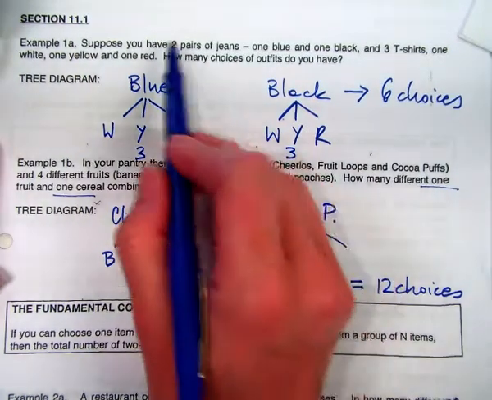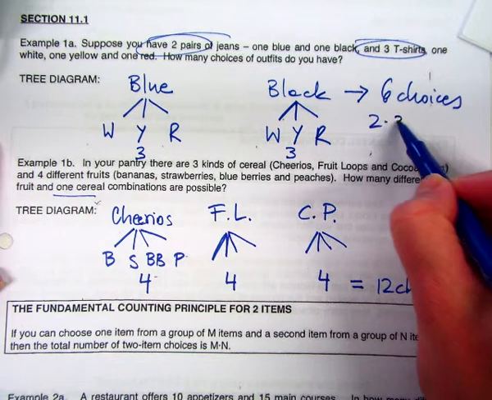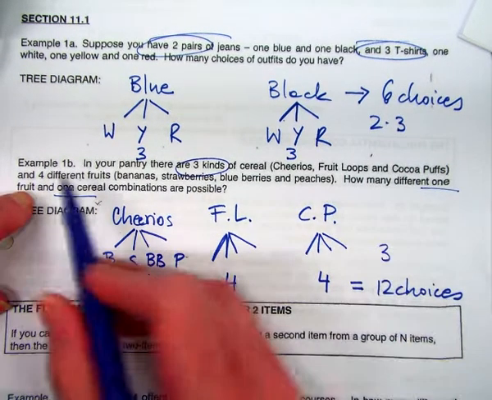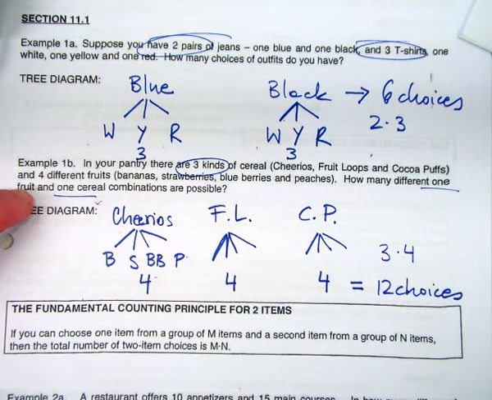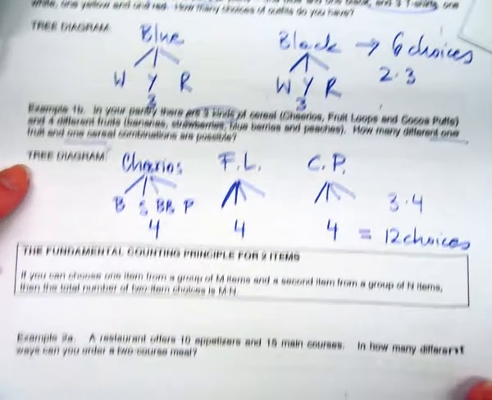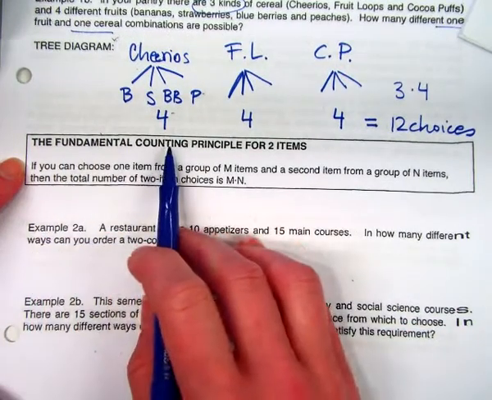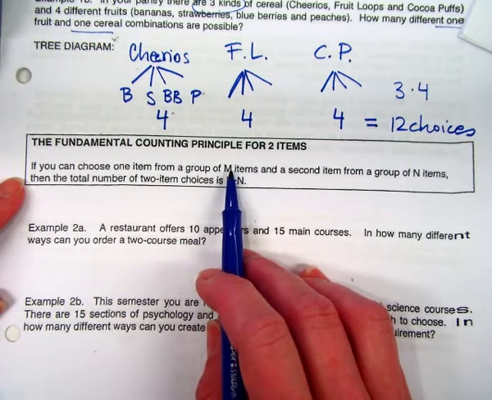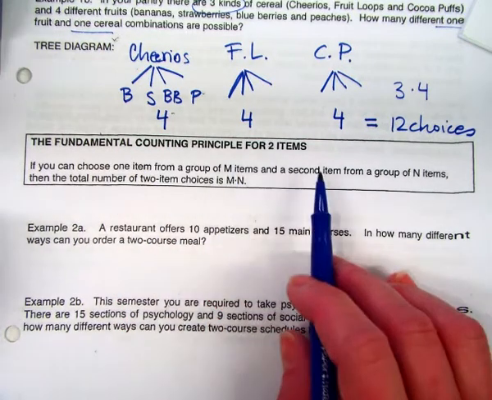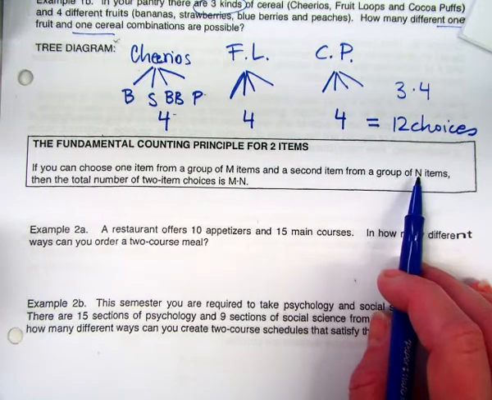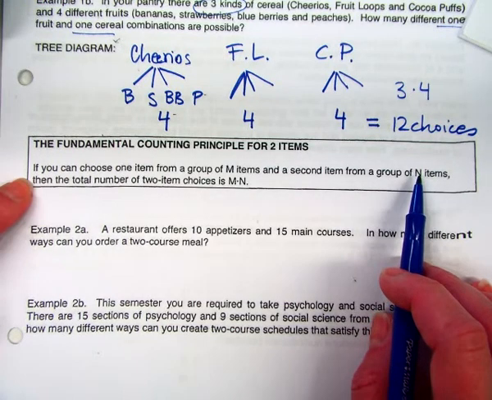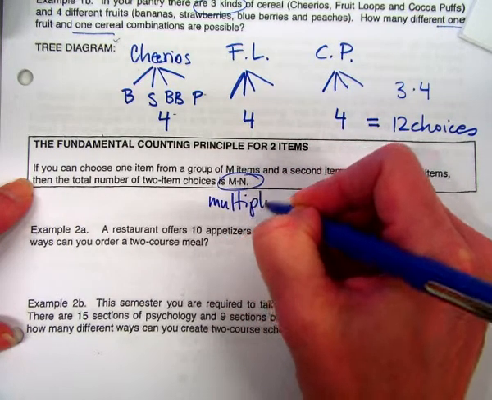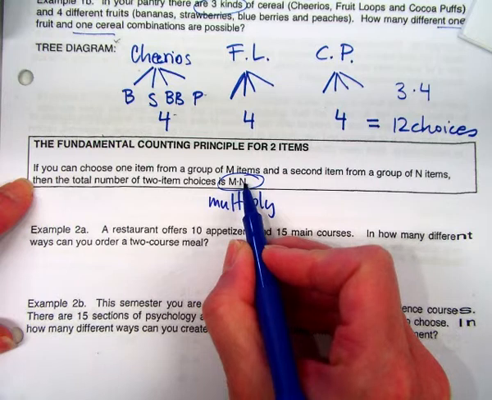I want you guys to take a look at this. For the first example, we had 2 pairs of jeans, 3 t-shirts. What's 2 times 3? 6. And over here we have 3 cereals and 4 different fruit. What's 3 times 4? 12. So an easier way to do these problems is something that's called the fundamental counting principle, and this is for 2 items. You can choose 1 item from a group of M, like number of jeans or number of cereal, and a second item from a group of N items, the fruit or the t-shirt. And then find the total of 2 choices by multiplying. So you multiply M times N.